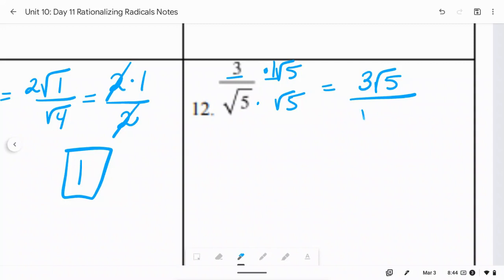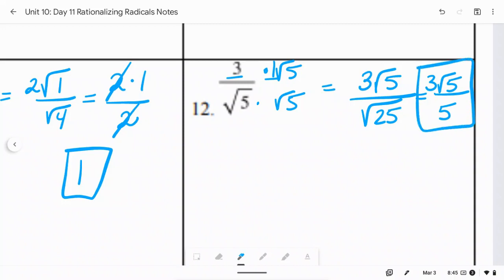And then in the denominator, I can multiply 5 times 5 to get the square root of 25. I know that the square root of 25 will just become 5. And then in the numerator, I have 3 square root 5. And I can't reduce the fraction 3 over 5. So this is my final answer for example 12.